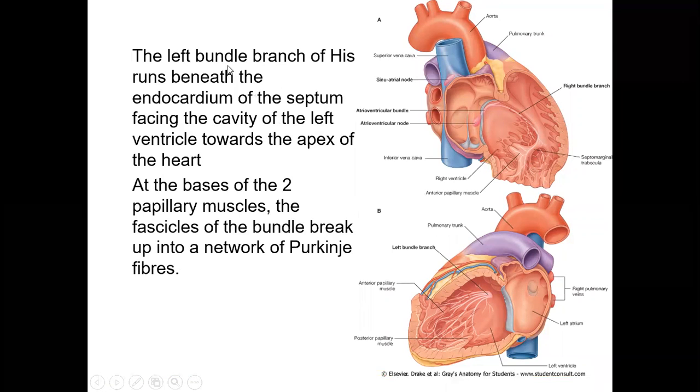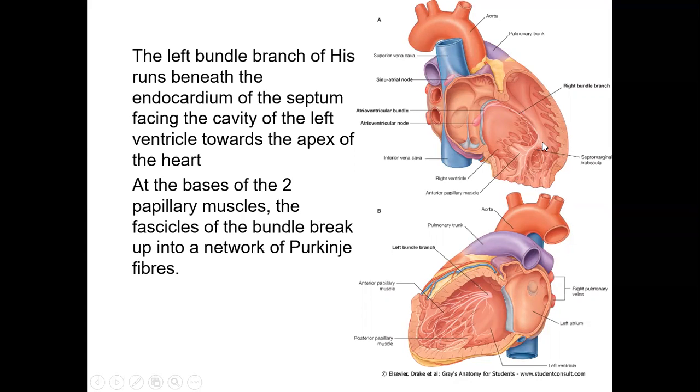Similarly, on the left side, the left bundle branch of His runs beneath the endocardium of the septum, facing the cavity of the left ventricle, towards the apex of the heart. So it also goes towards the apex of the heart. At the base of the two papillary muscles, the fascicles of the bundle branch break up into a network of Purkinje fibers. So all these fibers will go down up to the bases of the papillary muscles, and then they break up into multiple fibers. That is called the Purkinje fibers.